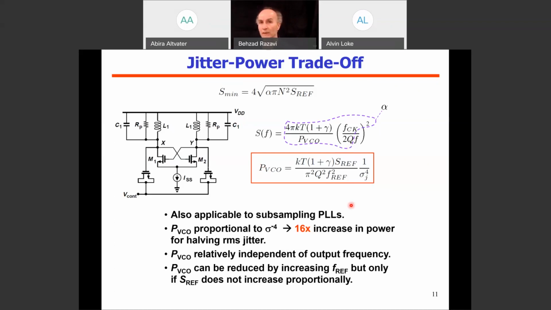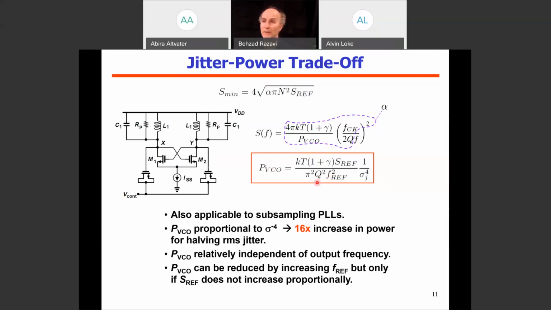Those are inevitable. We also see that the power consumption necessary for the VCO now is proportional to the inverse fourth power of the required jitter. So if I have to reduce the jitter by a factor of 2, I need to increase the power consumption of the VCO by a factor of 16. And again, this PVCO is relatively independent of the output frequency or oscillation frequency, except for the dependence of Q upon that frequency.